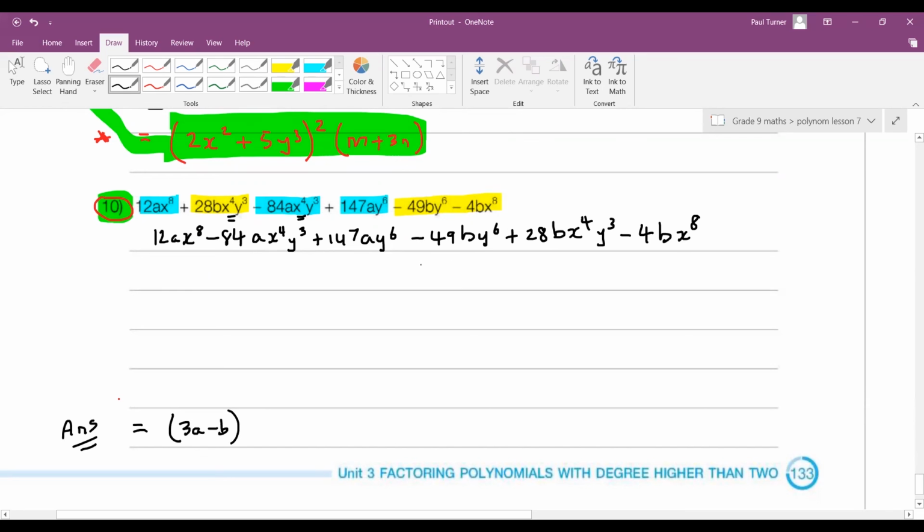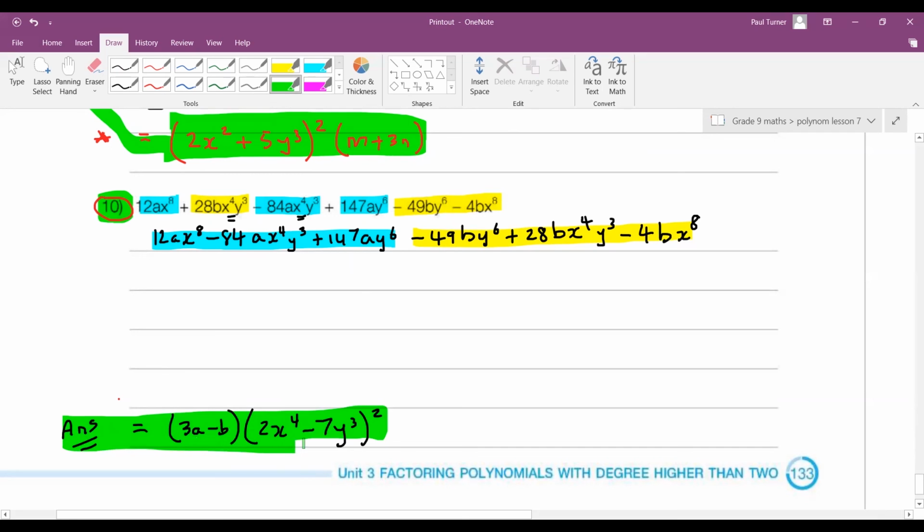So it looks like there's some common factors in these pairings here. So this one is blue. This one is the yellow. So take some common factors and then continue. 3a minus b, and then you'll get 2x4 minus 7y cubed, squared. So this is going to be your answer. So I'll let you try it because the time has run out now. And you see if you can get that one correct here. But that's the answer there anyway.